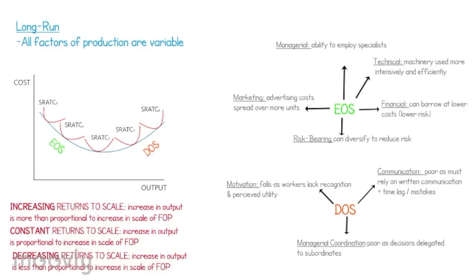The long-run average cost curve initially falls due to economies of scale. This can also be influenced by increasing returns to scale. The long-run average cost curve then rises due to diseconomies of scale and decreasing returns to scale.